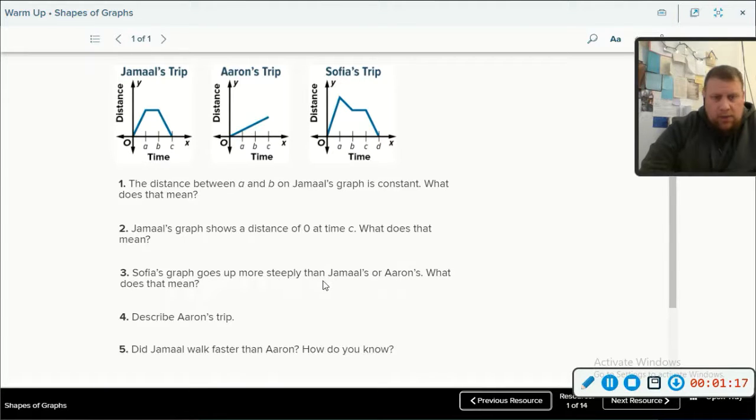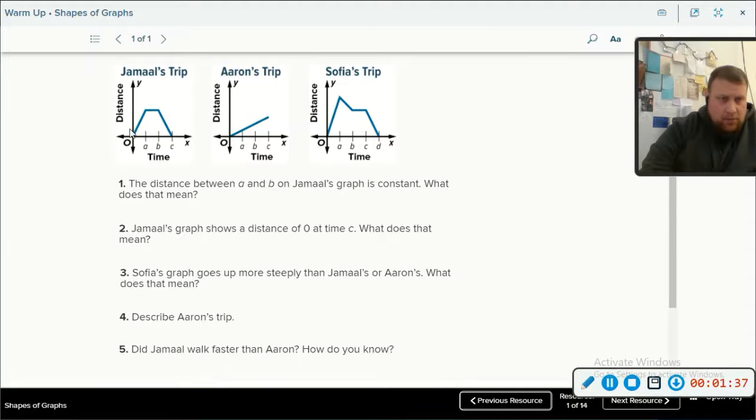Sophia's graph goes up more steeply than Jamal's or Aaron's. What does that mean? Well, that means wherever she went, she went faster than Jamal or Aaron in the beginning. Describe Aaron's trip. Well, again, kind of like what I said earlier, Aaron left somewhere and walked at a steady rate the whole time.